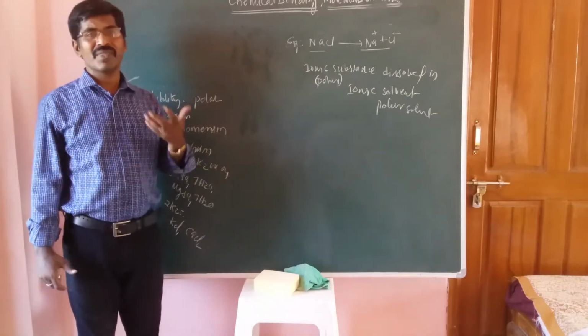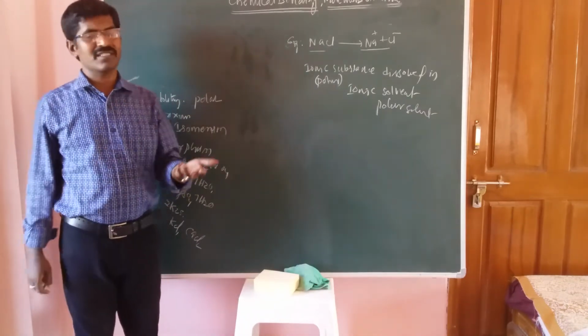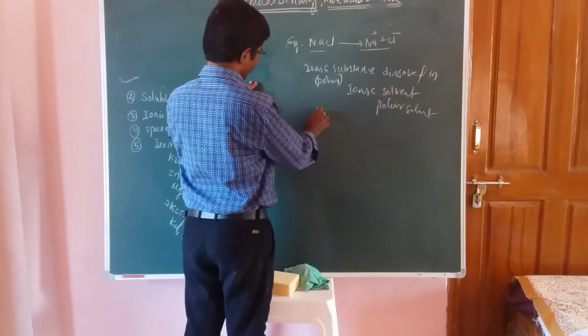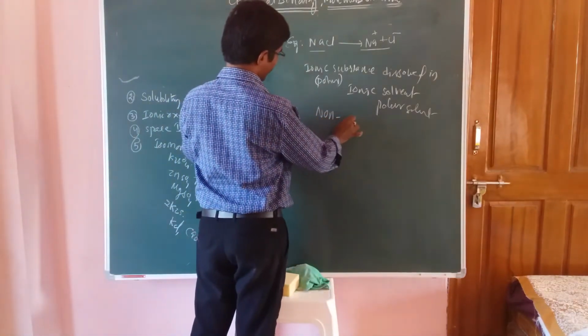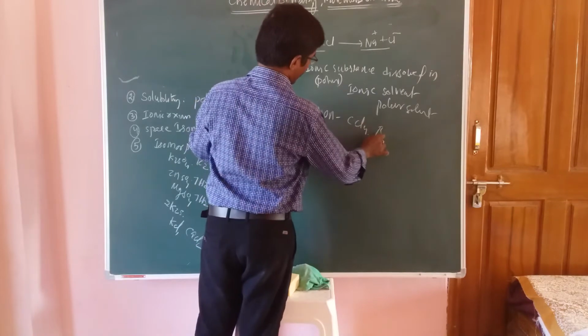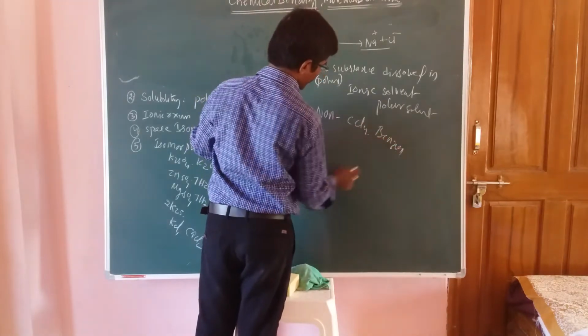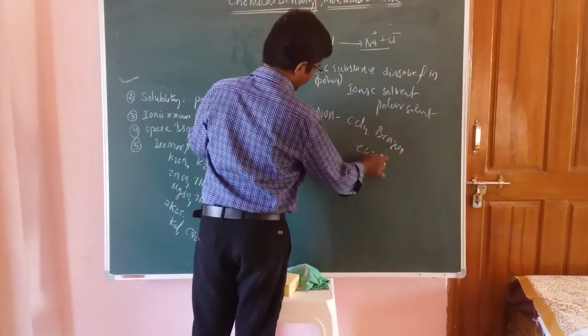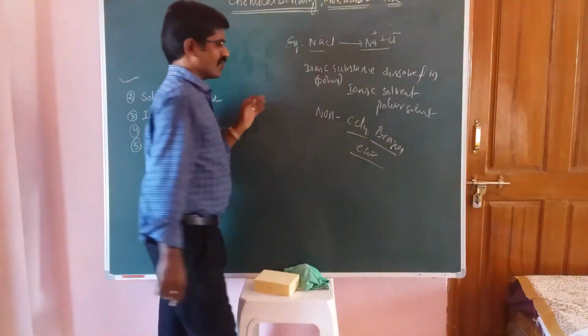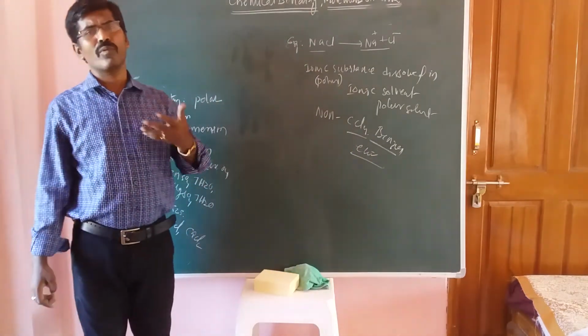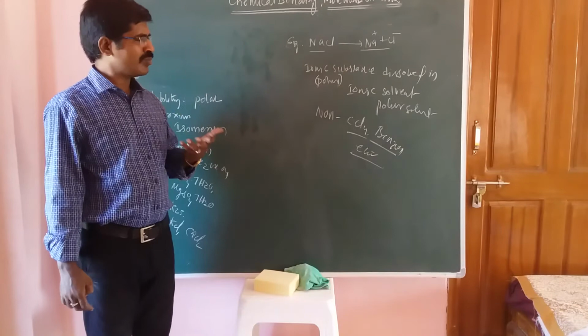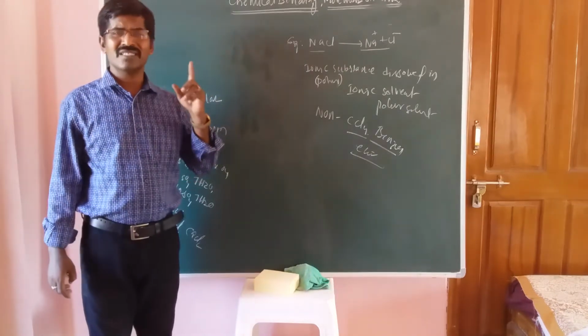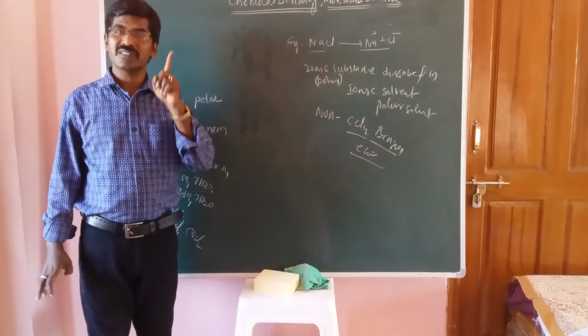And next are the non-polar substances. For example, carbon tetrachloride, benzene, and ether. These types of compounds are examples of non-polar substances. Non-polar substances are always dissolved in non-polar solvents.